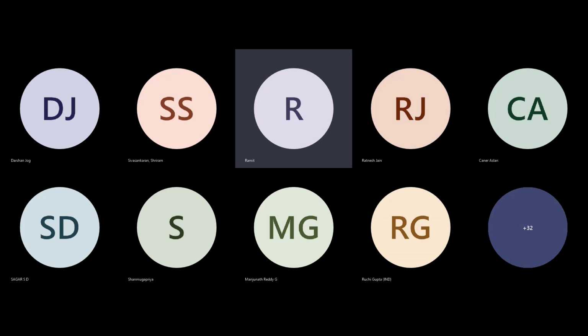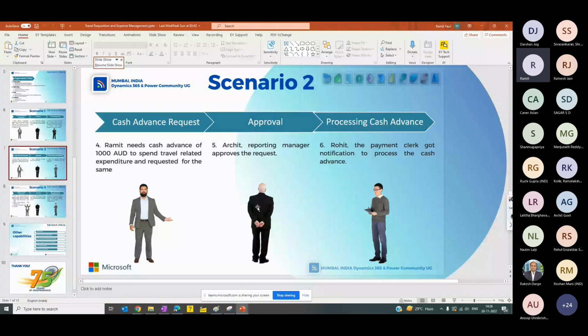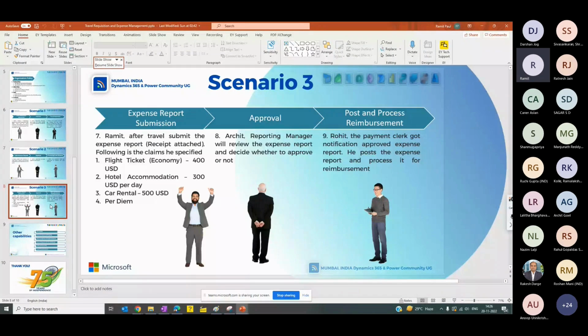So in the interest of time, I will try to take pace in this session. Here, scenario 2, we have covered the cash advances. Now, the last and the most important part we will cover in this session is expense report submission. In the expense report, Ramit has traveled, and after travel, submits the expense report. Receipts attached. It is mandatory. And the following claims are specified: flight ticket economy class 400, hotel accommodation 300 per day, car rental 500 USD, and per diem. I will also show you the per diem along with these expenses.